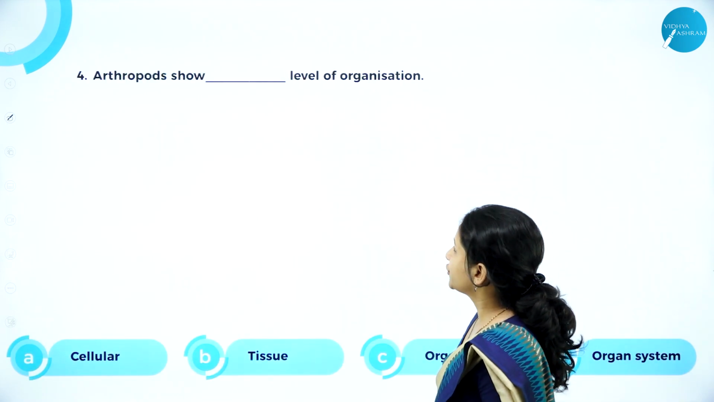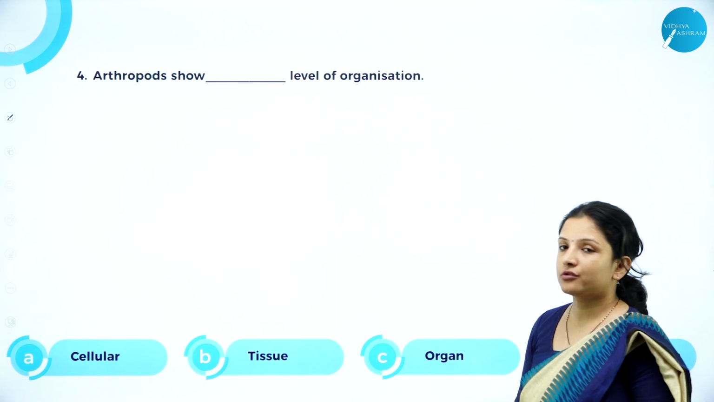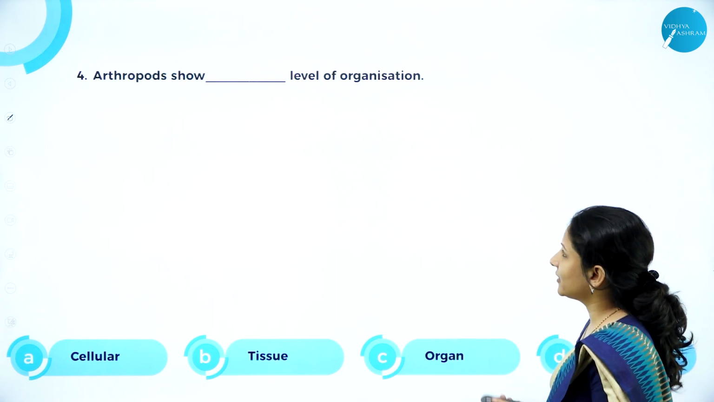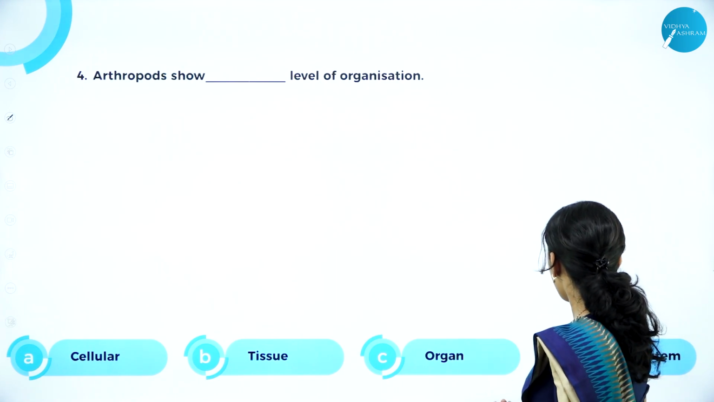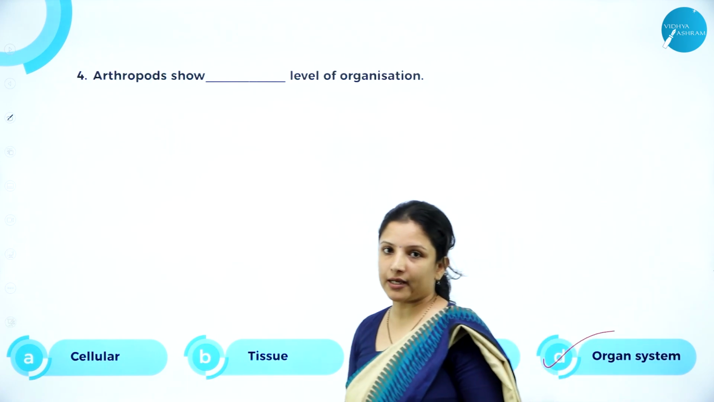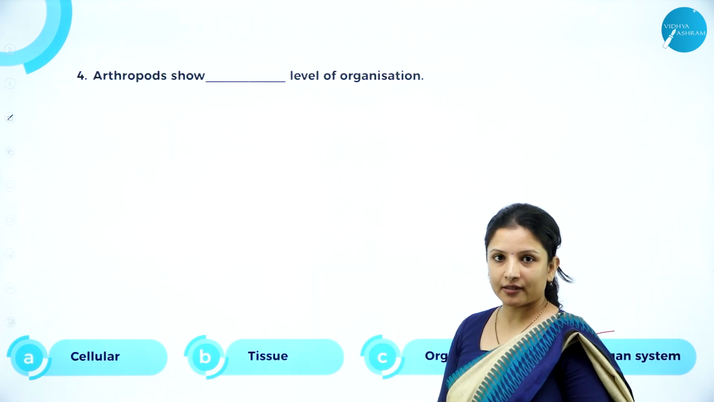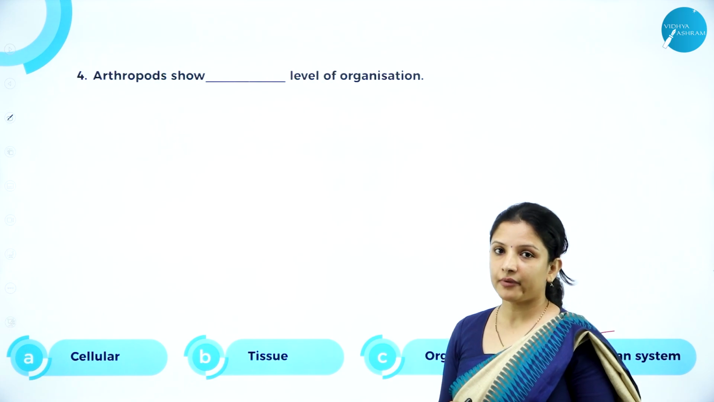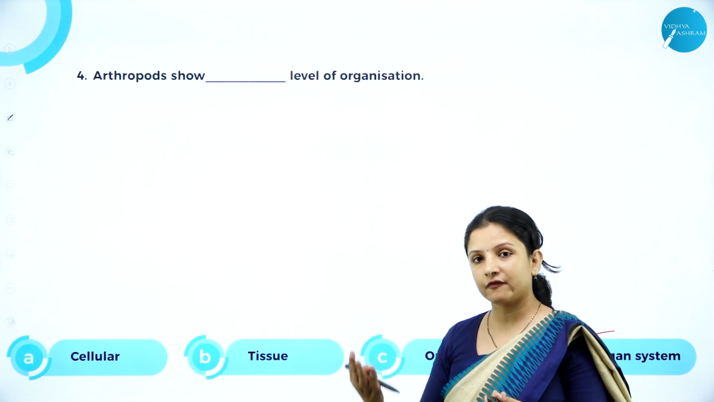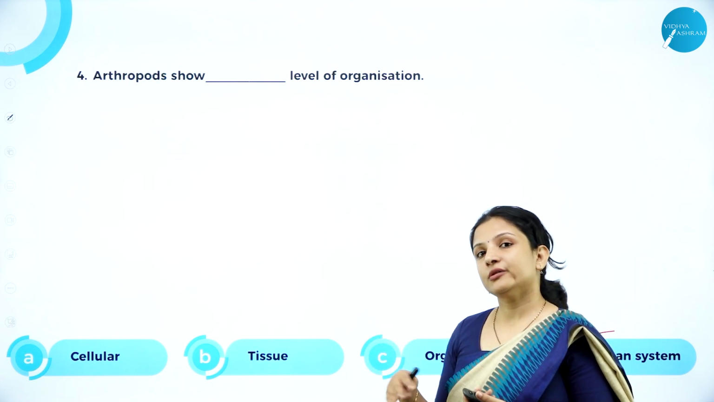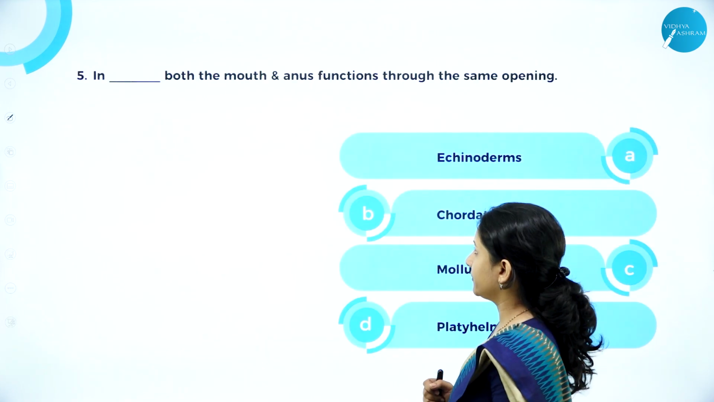Next, arthropods show dash level of organization. Phylum arthropods, wherein insects come, show organ system level of organization. Arthropods are the largest phylum under kingdom Animalia. So dash is the largest phylum under kingdom Animalia. Like that also a question can be framed.